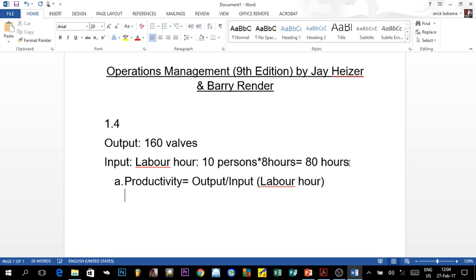Our output, as we said, is 160 valves. So we're going to say that our productivity is equal to 160 valves. Remember, always put your unit. You should not just put 160 and leave it like that, because we need to know how you are doing things. So we have 160 valves that we are going to divide by 80 labor hours.